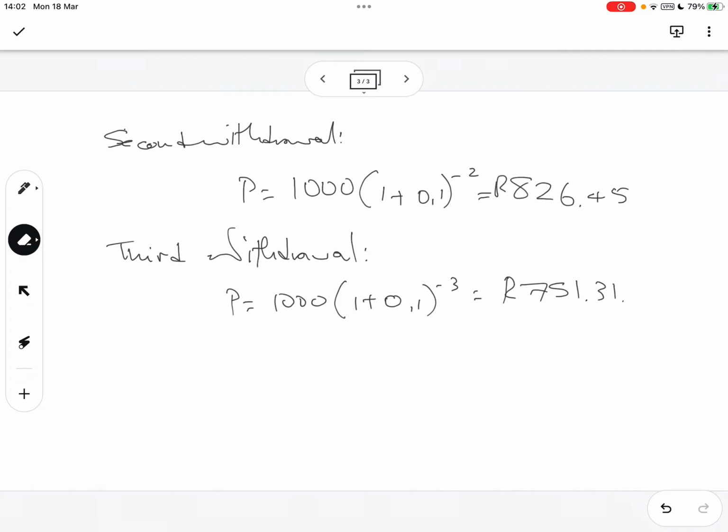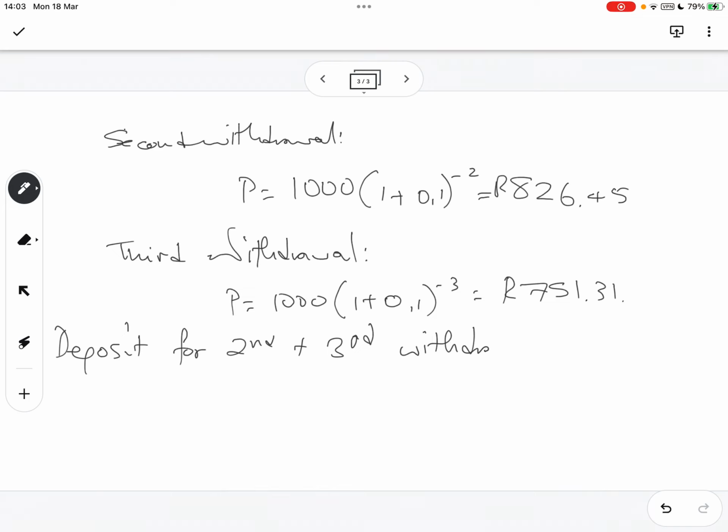So the deposit for the second and third withdrawals is smaller because the money stays in the account longer. Money is in the bank for longer, and earns more interest.